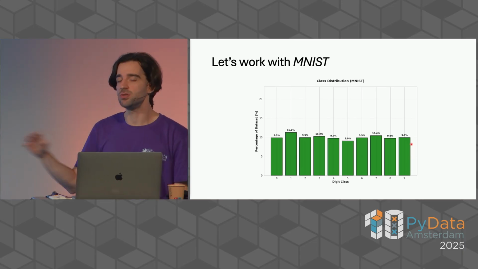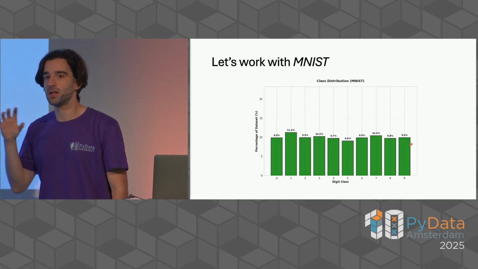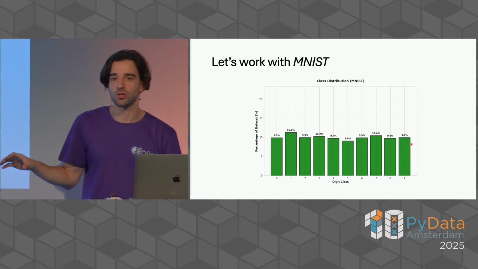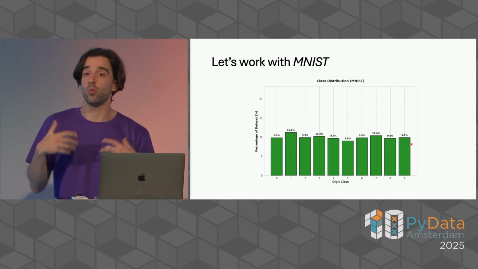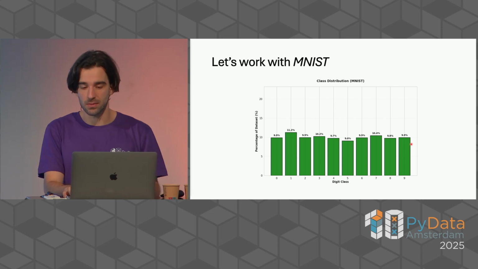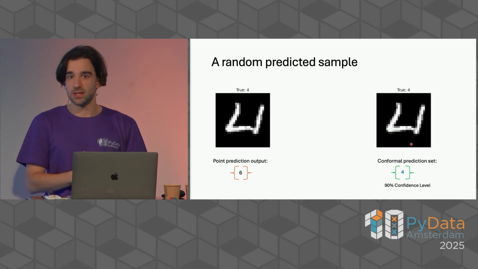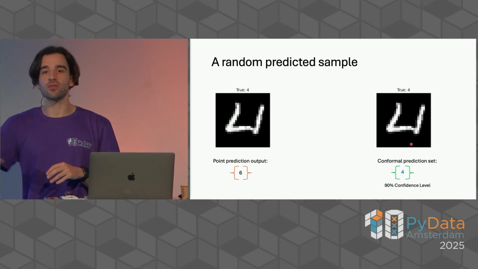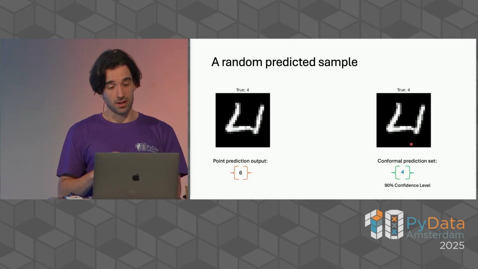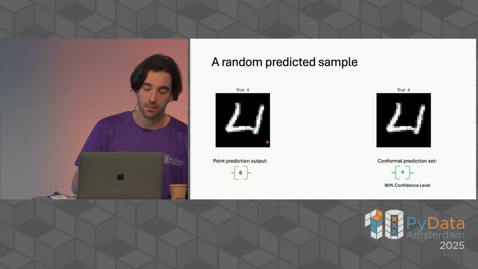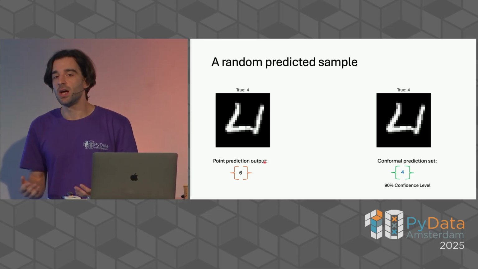What I'm going to do is fit a classifier, whatever that may be, and then fit a conformal predictor on top of it to showcase the difference in the outputs, and to showcase why this is important for us in a practical manner. So I applied a classifier, and I took a random example from the test set, which happened to be the number 4. You can see on the left side of the screen that the point prediction output from the conventional classifier is just 6.